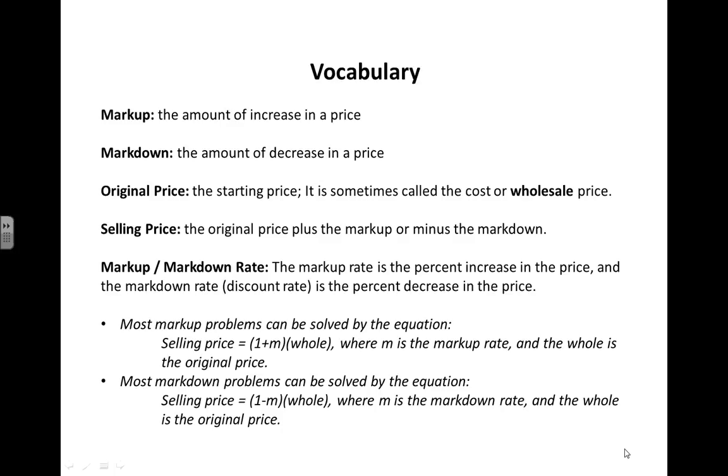Markup is the amount of increase in a price, and markdown is the amount of decrease in a price. The original price is simply the starting price. It's sometimes called the cost or the wholesale price. Wholesale price is the same thing as the original price. Selling price is the original price plus the markup or minus the markdown. So when you go to a store, you buy it for the selling price, after the store has made their markup or markdown adjustments.